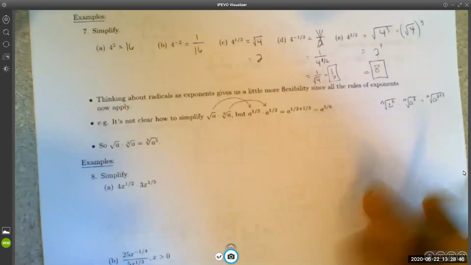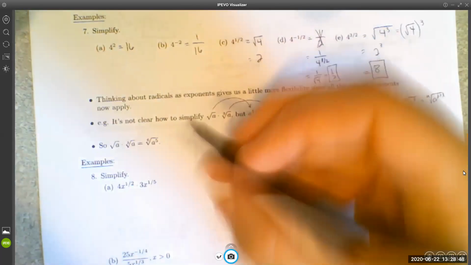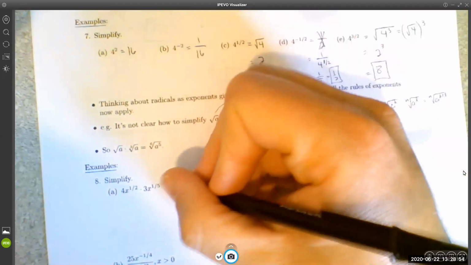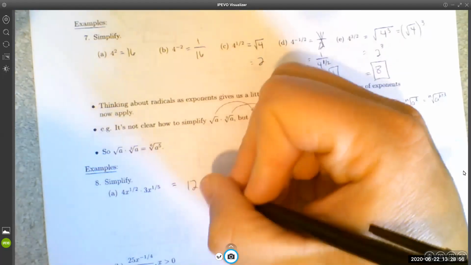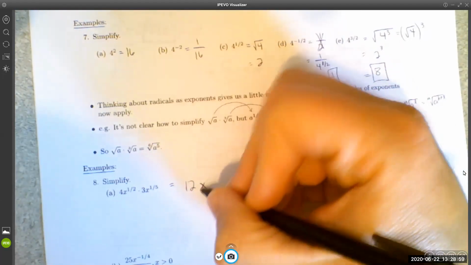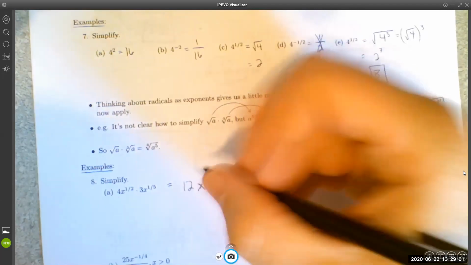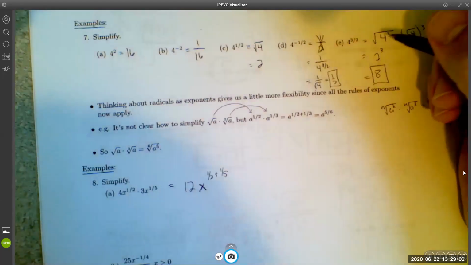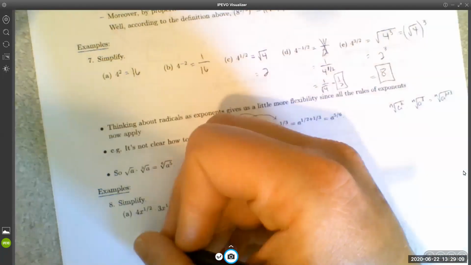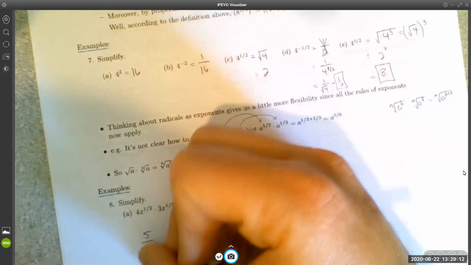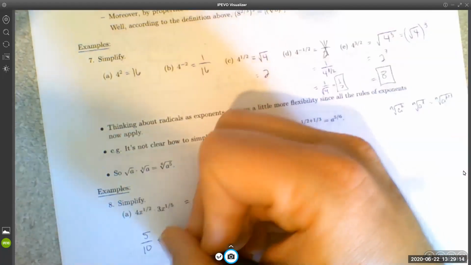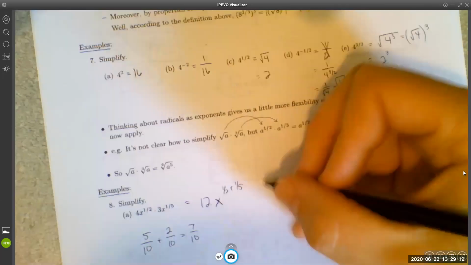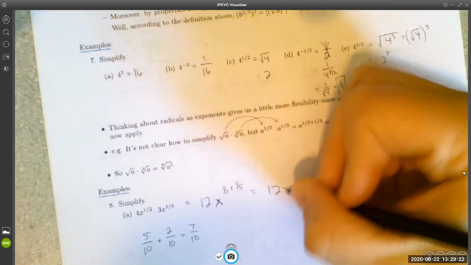Let's practice simplifying a couple things. We've got 4x to the 1/2 times 3x to the 1/5. Well, 4 times 3 is 12. And then we're going to have 12x to the 1/2 plus 1/5, because we add the exponents. So let's do some scratch work. 1/2 is the same thing as 5/10, and 1/5 is the same thing as 2/10. So this is 7/10, and the answer is 12x to the 7/10.